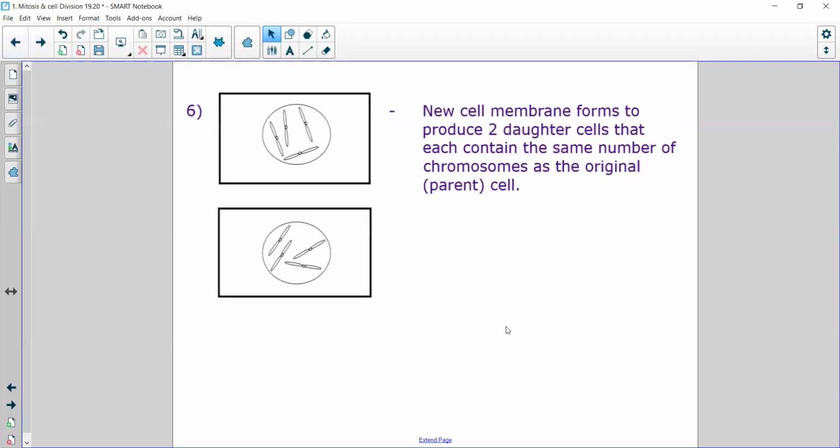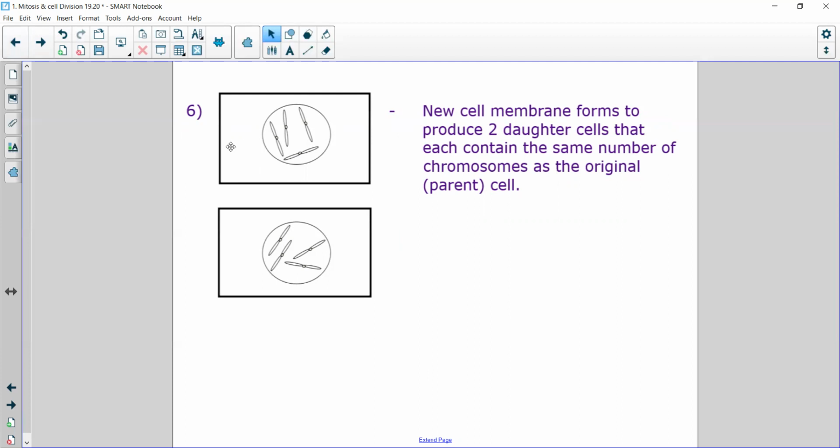Okay, the bit that some people sometimes find confusing is just really being clear on what we mean by a chromosome and a chromatid. Okay, so you do need to have a little think about that. And if you are unsure, do remember just to ask your teacher for a wee bit more clarification on it.